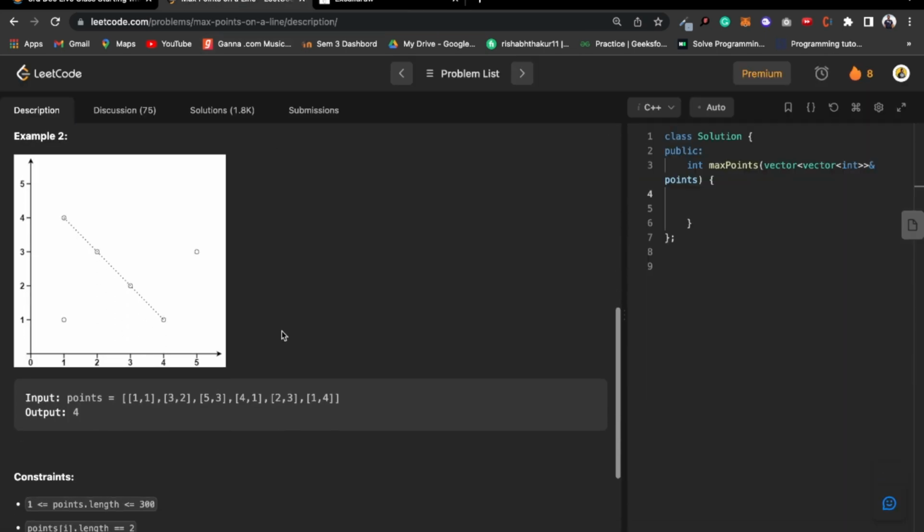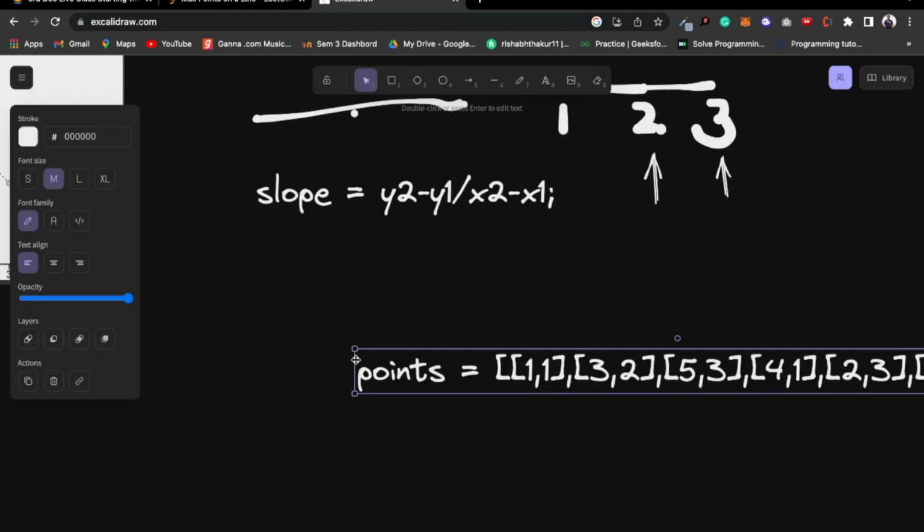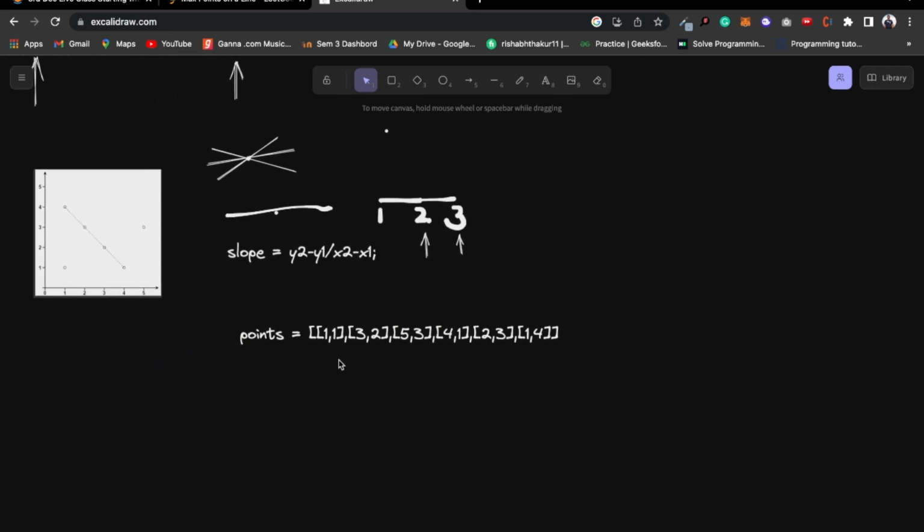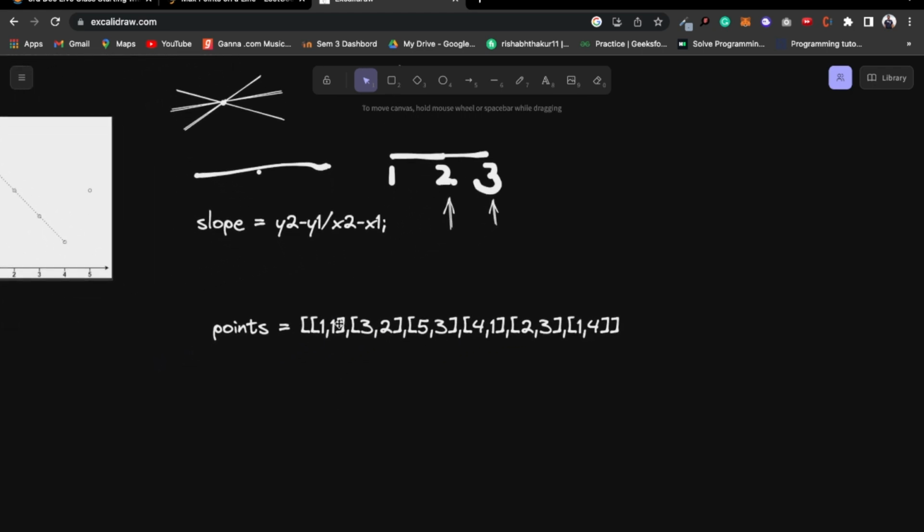Now let me go back and take all those points and make it more clear. I'll just copy paste it here. Now what I have to do is calculate the slope of each line from every point. For example, take this 1 1.